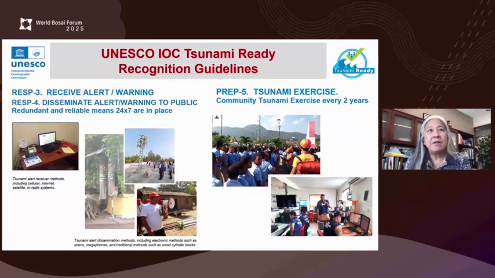And then finally, on the response, the ability for a community to receive that alert, say from JMA, but then disseminate a warning or an evacuation to the public and be able to do that on a 24/7 basis. And then finally, when we do have that system of a map and a response plan, to have that community exercise that every couple of years so that they are ready for the next event.